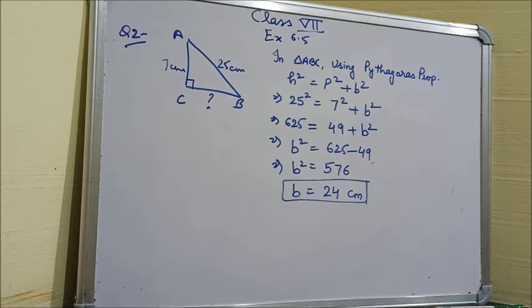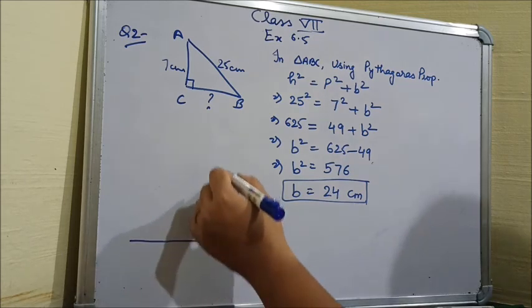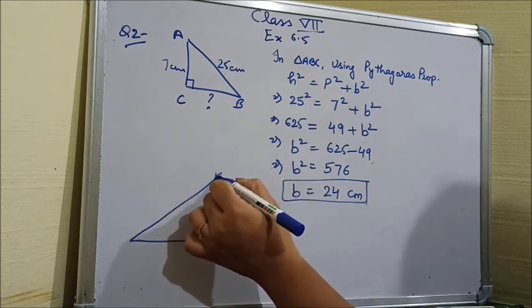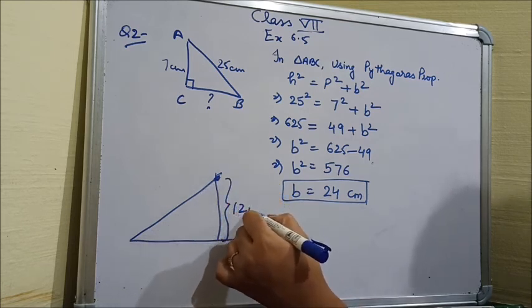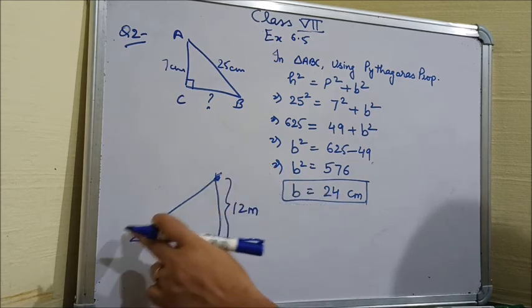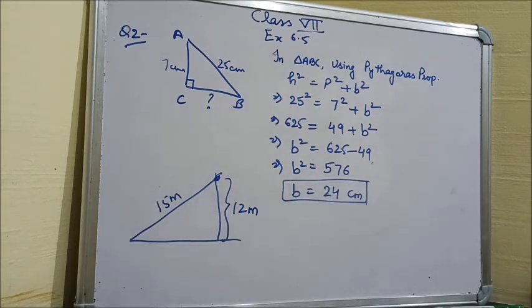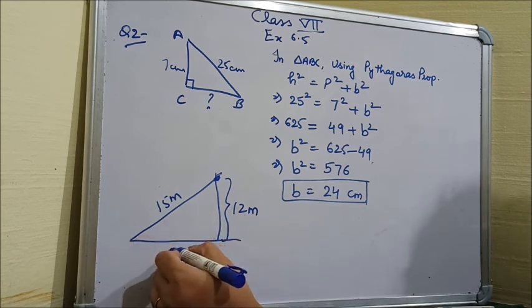So third question is again like this only, and you will try by yourself. A 15-meter long ladder reached a window 12 meter high from the ground. This is the ground and one ladder. Ladder reached a window. Here the window is there. So ladder is reaching the window. Window is 12 meter high from the ground. At 12 meter there is the window and ladder is 15 meters. You have to find the distance of the foot of the ladder from the wall. This distance you have to find out.